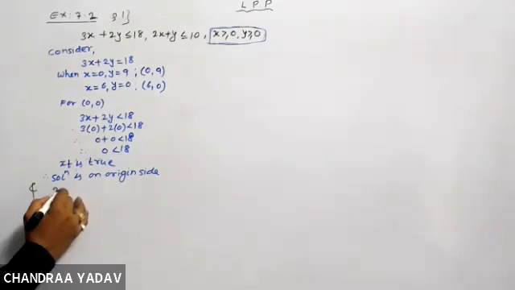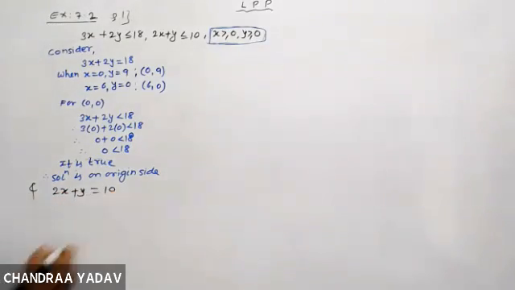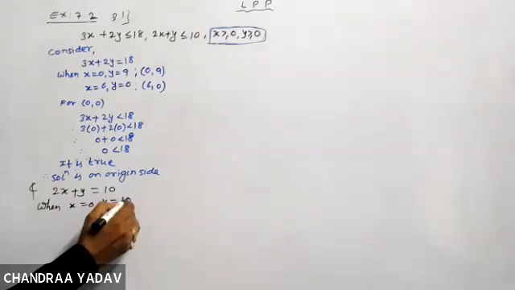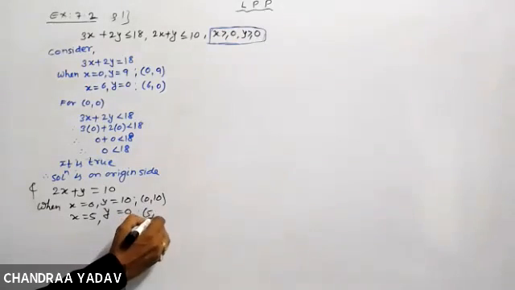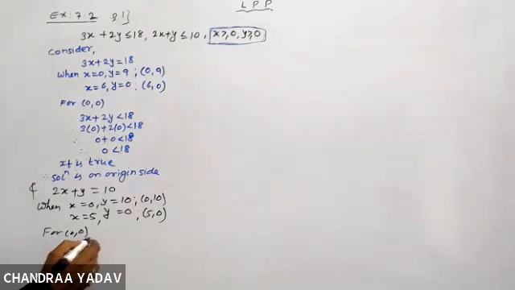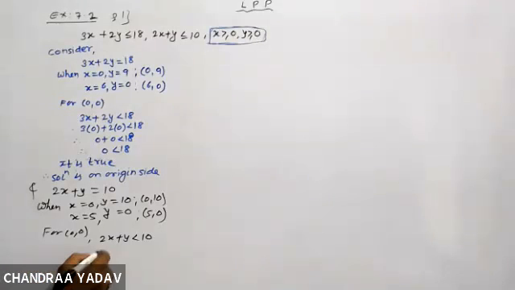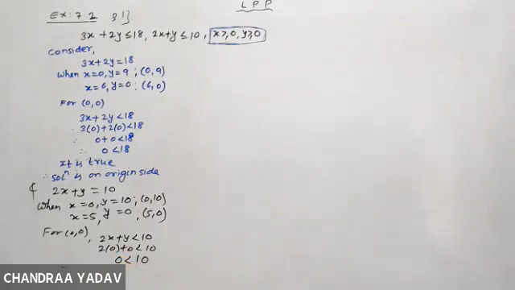Further, the second part also. Consider 2x plus y equal to 10. When x is 0, y is 10. Very good. When y is 0, x is 5. The coordinates are 0, 10 and 5, 0. Very good. Further, for 0, 0: 2x plus y is smaller than 10. 0 plus 0 is smaller than 10. So it is true.